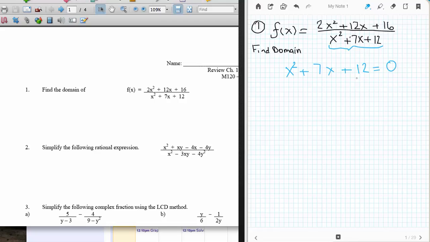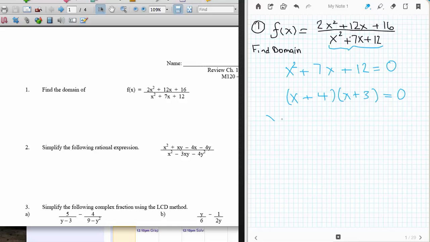And the factors of 12 that give me a sum of 7 is what I'm looking for. So we're going to have an x with a 4 and an x with a 3, because 4 times 3 is equal to 12, and 4 plus 3 is equal to 7. And so what we have here is a positive sum. That tells us that both of these must be positives.